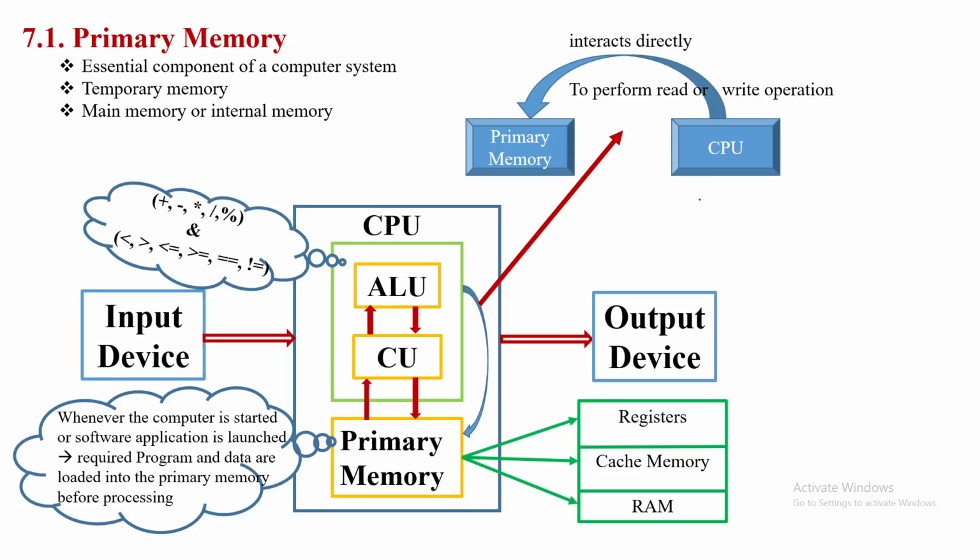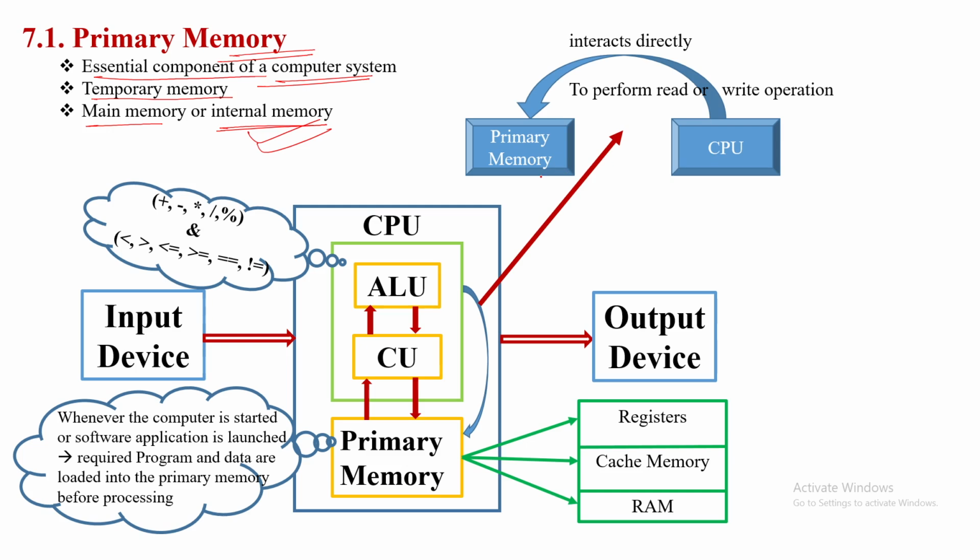Primary memory is the essential component of a computer system. Essential component means the main part of a computer system. Without this memory, the computer is useless, right? It is the temporary memory, so it can't store data permanently. It is also called main memory or internal memory because it is inside the CPU, so that's why it is called internal memory.